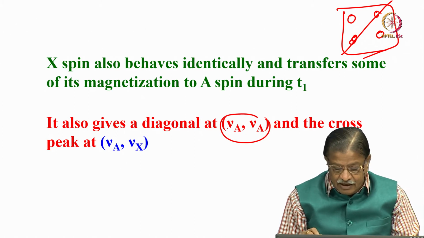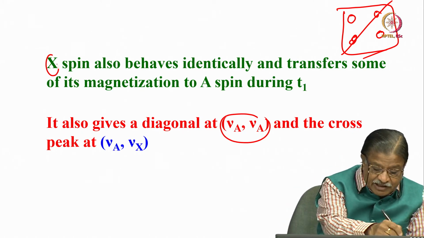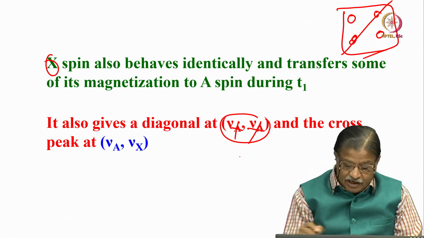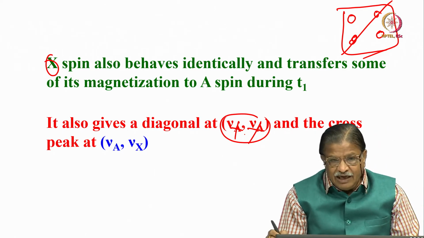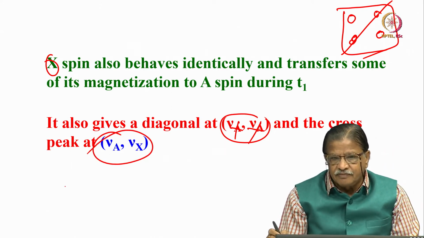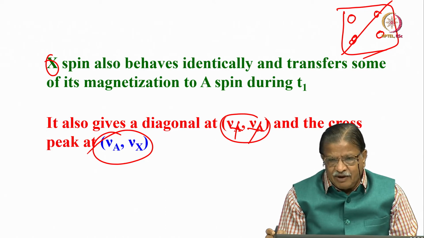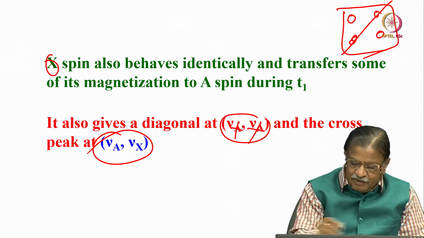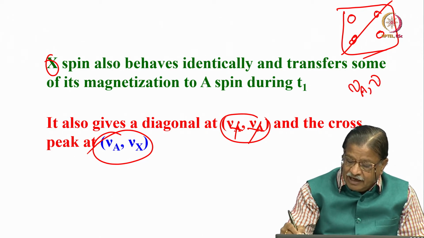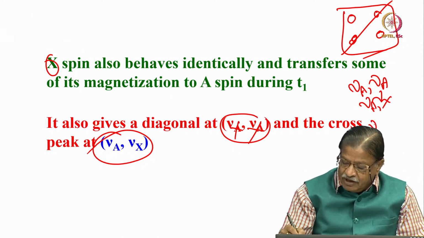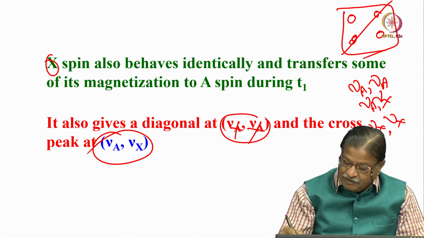Now we are talking about X spin. It should have been XX, not AA, I'm sorry, sorry for the mistake. It should be nu x, and also cross peaks at nu A, nu x. You understand? So this is what is happening. X spin behaves identically like A spin. Like A spin gave a diagonal at nu A and nu A and nu x cross peak, X spin gives diagonal at nu x and it is going to give cross peak at nu A and nu x.